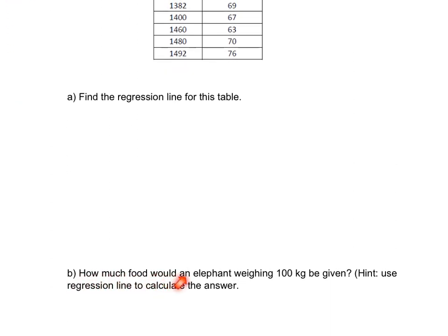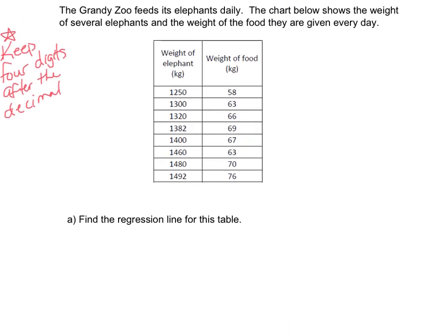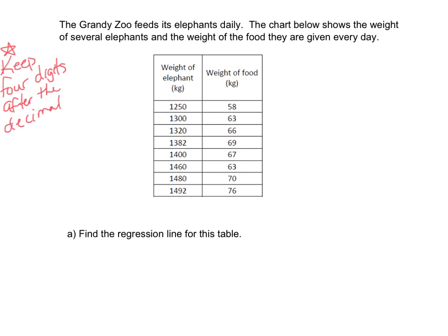But then here's really the gist of the question. How much food would an elephant weighing 1,600 kilograms be given? And we're going to use the regression line to calculate the answer. So 1,600 kilograms is not given in our table. If we go back and look at our table, we don't have 1,600 in here. But we can predict what it's going to be for an elephant weighing 1,600 using the regression line.